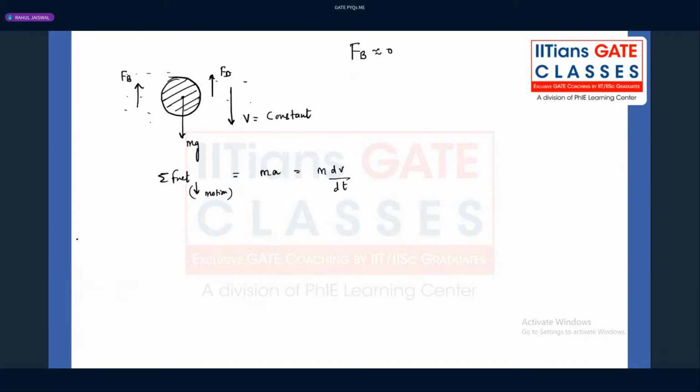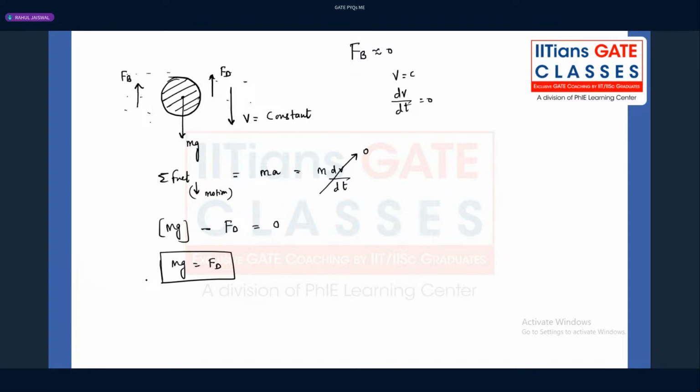They have clearly mentioned in the problem that this solid spherical bead, which is made up of lead, is moving with constant velocity. So dv by dt will be zero. So what can we write, guys? mg, acting in the downward direction, minus drag force, equals zero. So mg must be equal to the drag force.